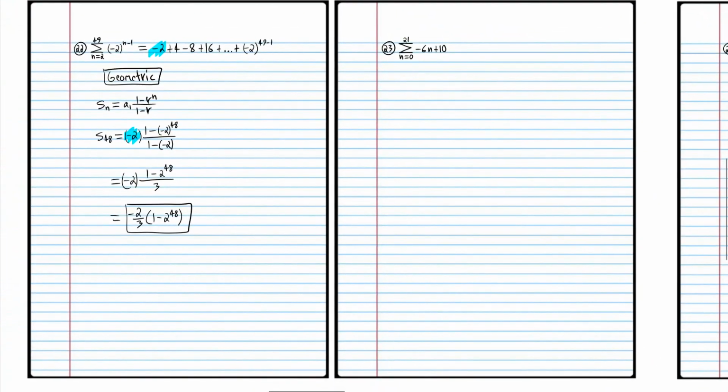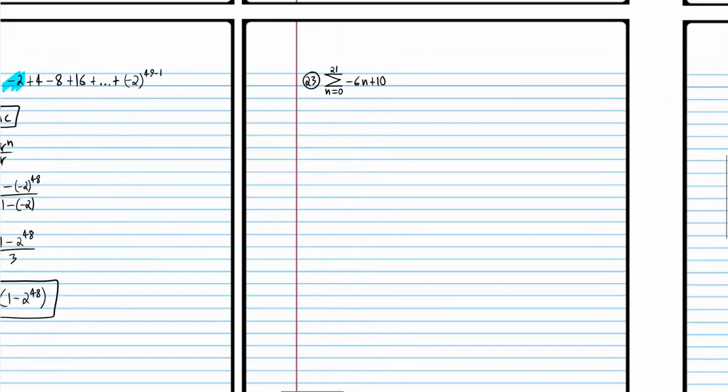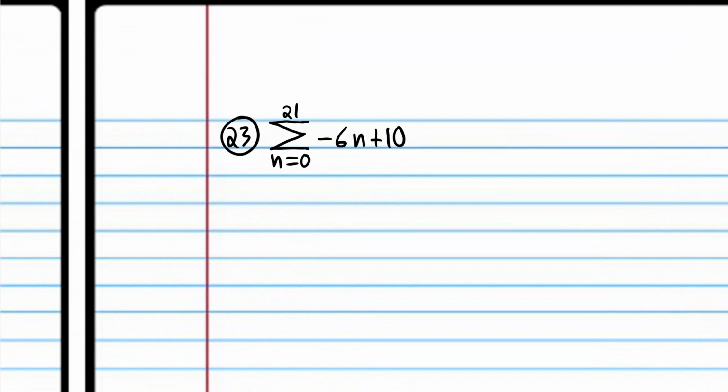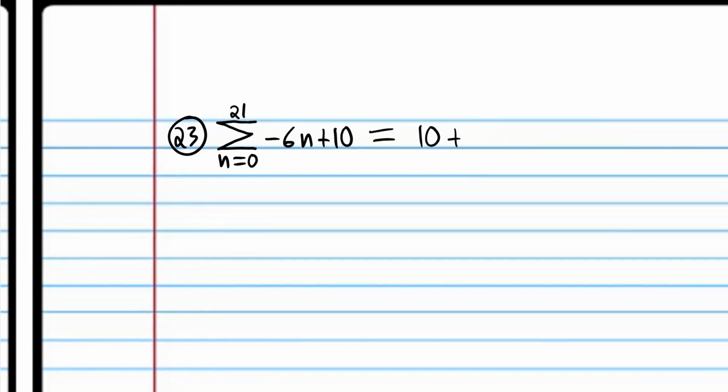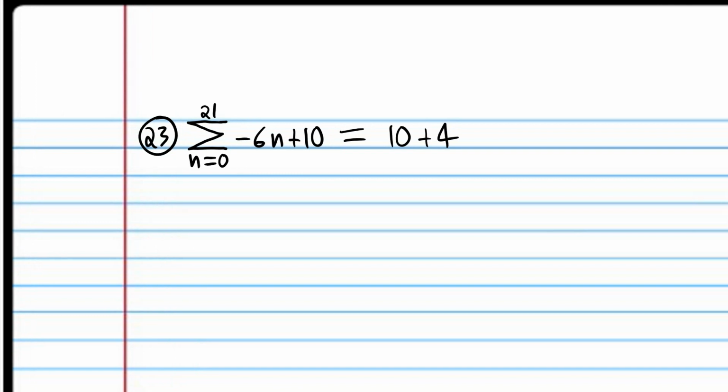So I want you to try number 23, determine if it's arithmetic or geometric. And then remember, the hardest part is to figure out what n is going to be in the formula. So try 23. When you come back, we'll do it together. Okay, we're back. So if you plug in 0, you get 10. Plug in 1, you get 4. Plug in 2, you get negative 2. Plug in 3, you get negative 8. And so on and so forth.